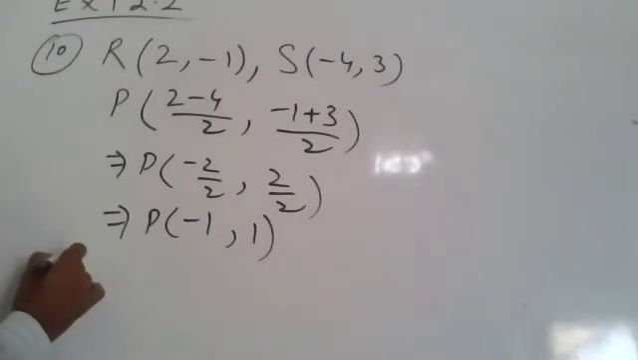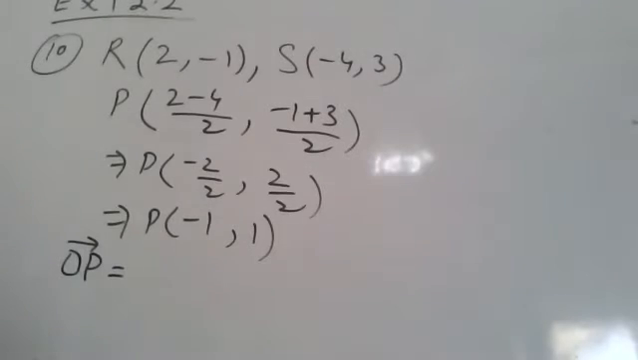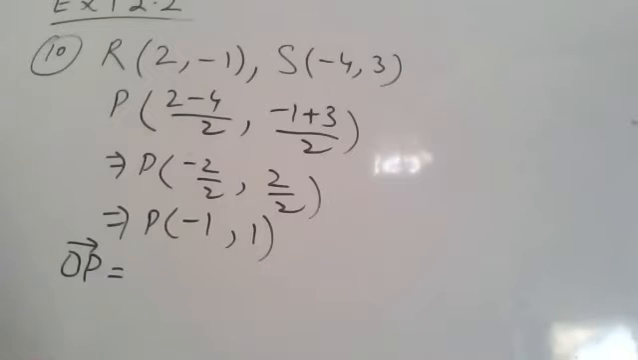Now we'll find the vector OP. This is called the position vector of P. OP is called the position vector of P when the starting point is the origin. Then OP or OA or OB or OC or OQ, etc., are called the position vector of P, position vector of Q, position vector of A, B, C, etc. When you are asked to find the position vector, it means the starting point will be the origin.